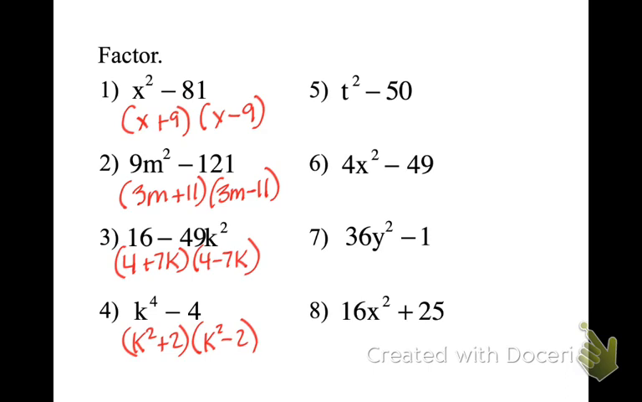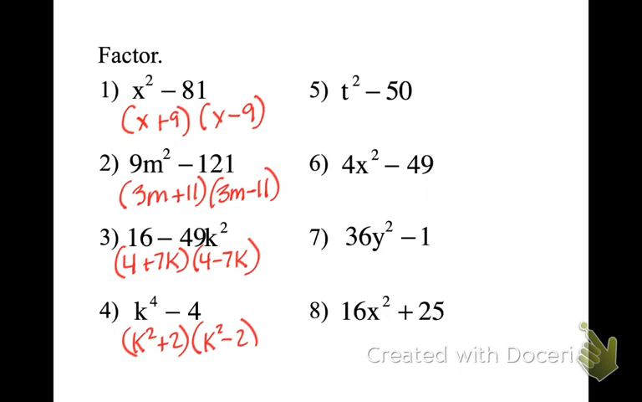Wrong. Why? The first one's a perfect square. Is 2 a perfect square? No, it cannot be factored anymore because 2 is not a perfect square. Next one, David. Number 5.